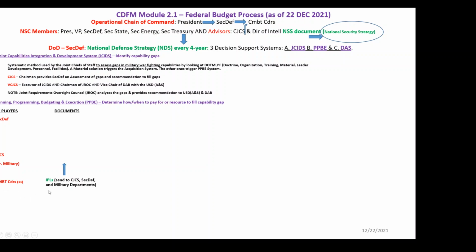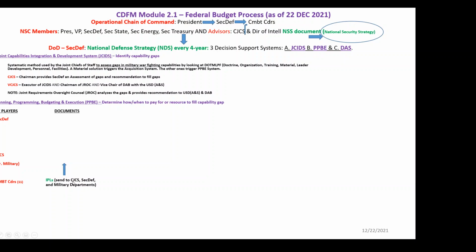The combatant commanders will issue IPLs, integrated priority lists. So anytime you hear IPL, this name is only associated with combatant commanders. Based on the 2020 study guide, there are 11 combatant commands. I think Space Command is the newest, because it used to be 10 in your older study guide. In the 2020 study guide, it's 11. So the combatant commanders issue IPLs.